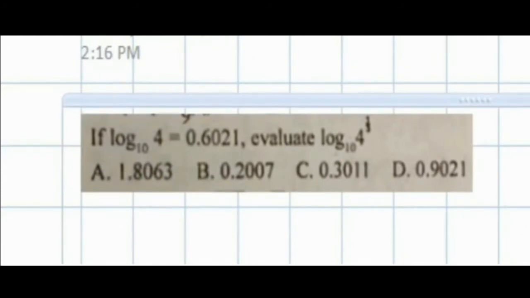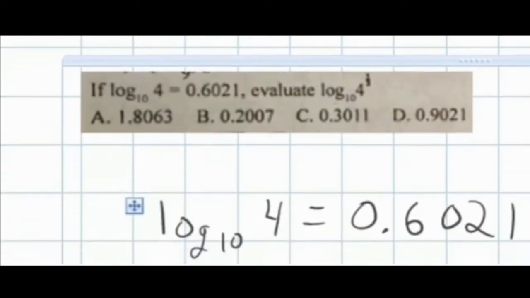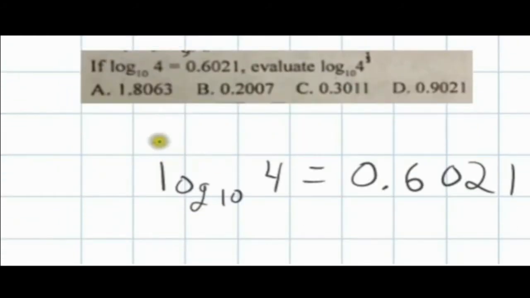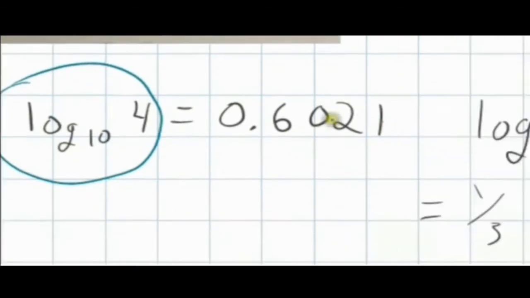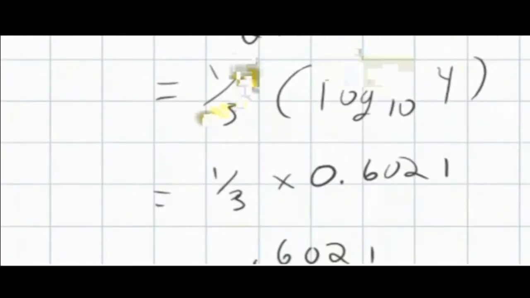Question 7 tells us if log base 10 of 4 is equal to 0.6021, evaluate log base 10 of 4 to the 1/3 power. So all you have to do is recognize this form. And you also have to know what to do with this exponent. So essentially, just remember that log base 10 of 4 is equal to this set of decimals. So over here, we have 1/3 times log base 10 of 4.